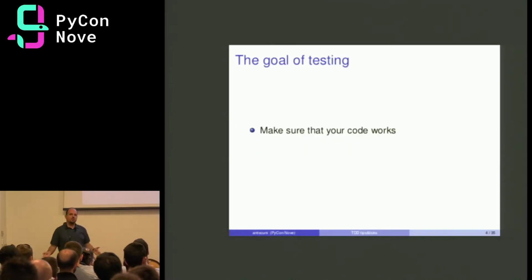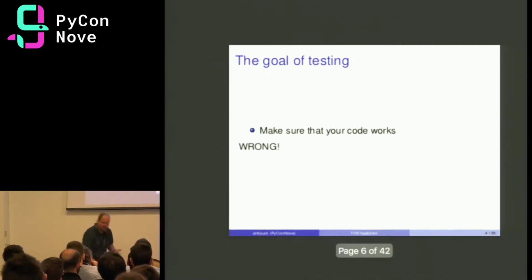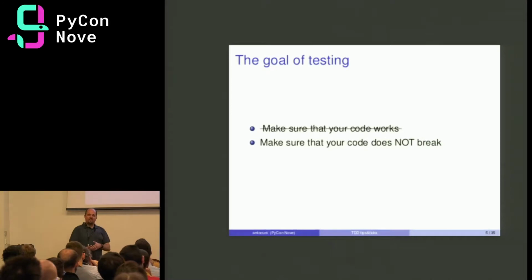So let's start with the obvious. What is the goal of testing? The goal of writing tests for your code is to make sure that your code works. Do you agree with this sentence? Of course, it's wrong. The actual goal of testing in test-driven development is not to make sure that the code works, it is to make sure that it doesn't break eventually.